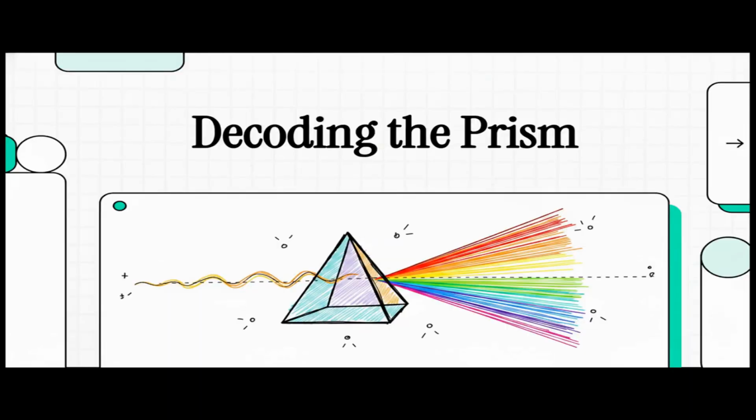Welcome to This Explainer. Today, we're decoding the fascinating geometry of prisms. We're going to take a journey, tracing a single ray of light to see exactly how it reveals the very nature of the glass itself. Light might seem like pure magic, right? But once we break it down step by step, its secrets become crystal clear.